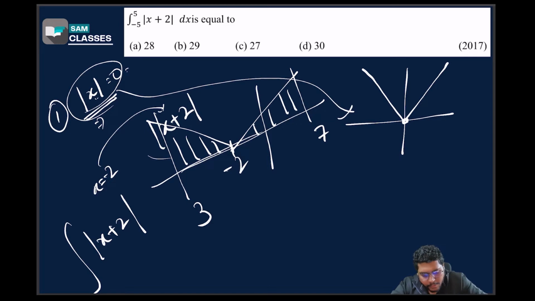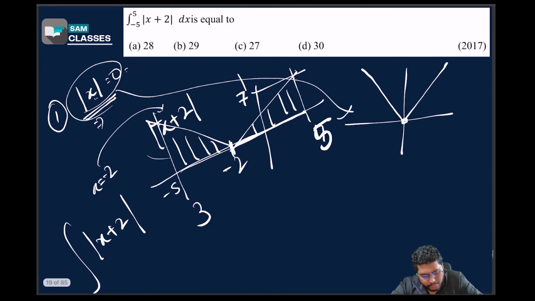I already know this value. So minus 2 to 7, how many values are there? Tell me, what is the value here? Sorry, this x value is 5 and the y value is 7. Sorry, I'm putting x equal to 5. At this upper limit, I got y equal to 7. And I put x equal to minus 5 here, and I got y value as, I think, 3 or something.